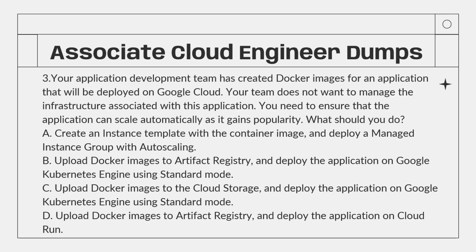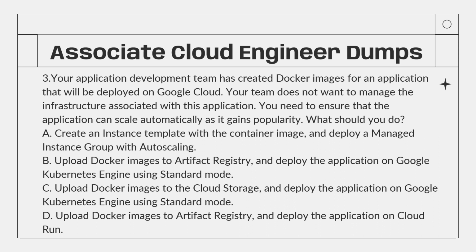3. Your application development team has created Docker images for an application that will be deployed on Google Cloud. Your team does not want to manage the infrastructure associated with this application. You need to ensure that the application can scale automatically as it gains popularity. What should you do? A. Create an instance template with the container image, and deploy a managed instance group with autoscaling.